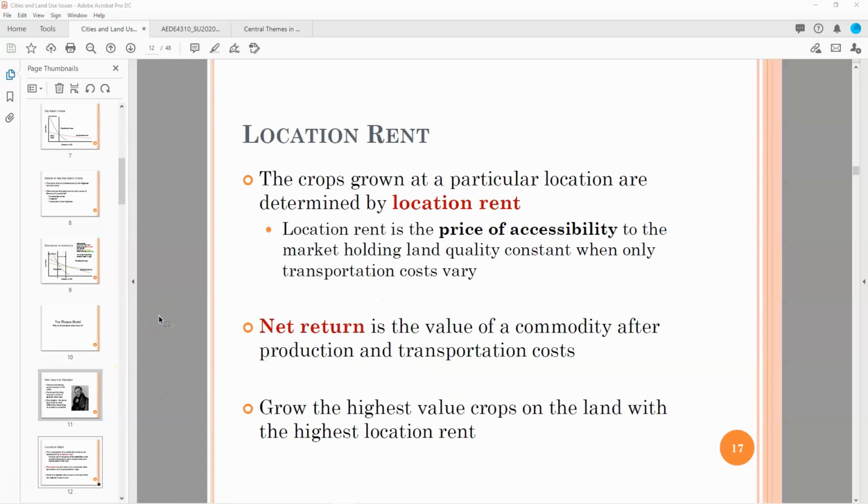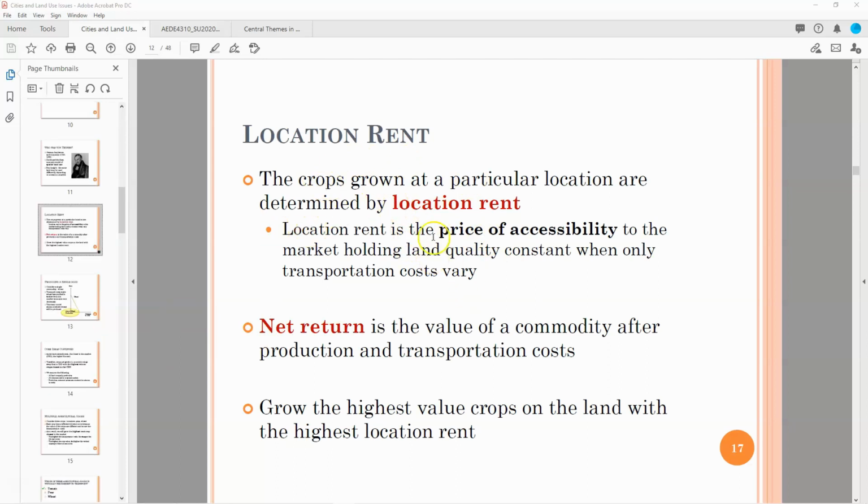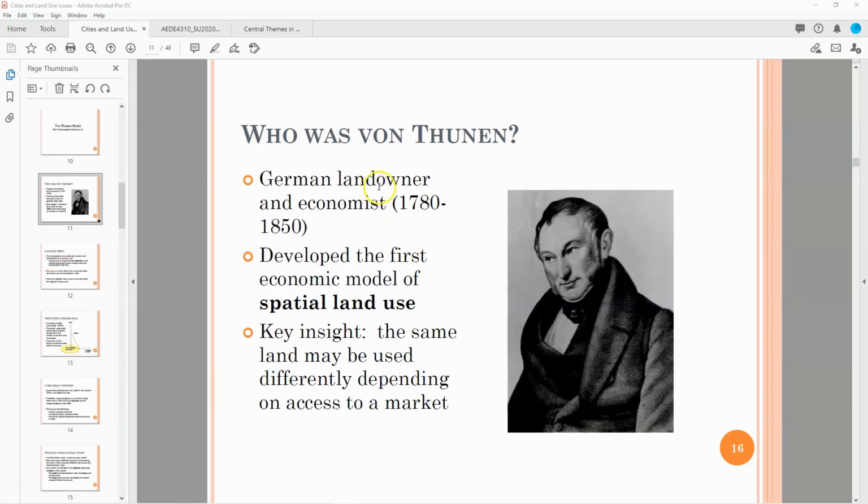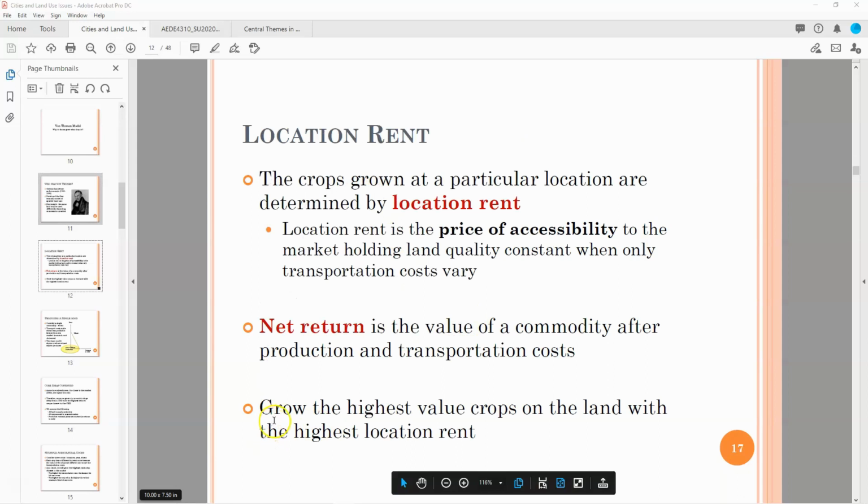So the next concept we need to use to determine the spatial land use is the location rent, which is defined as the price of accessibility to the market, holding land quality constant and only considering the transportation costs. And the net rent is the value of a commodity after production and transportation costs. So from von Thünen's theory, we need to grow the highest value crops on the land with the highest location rent.